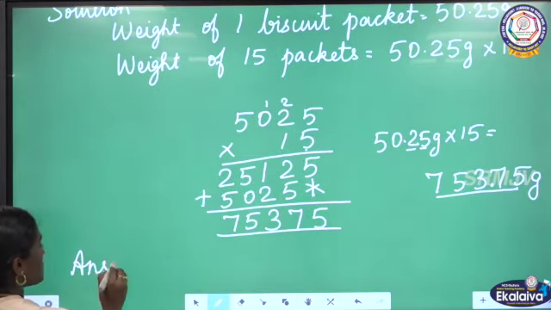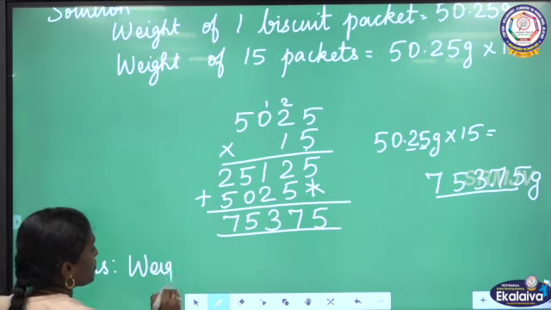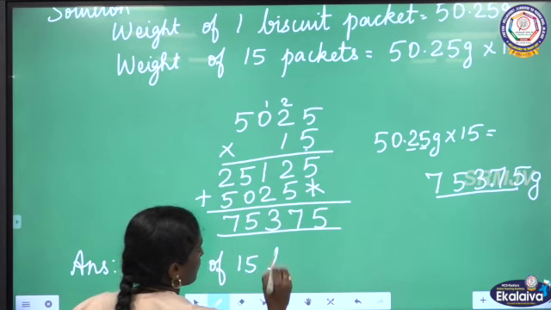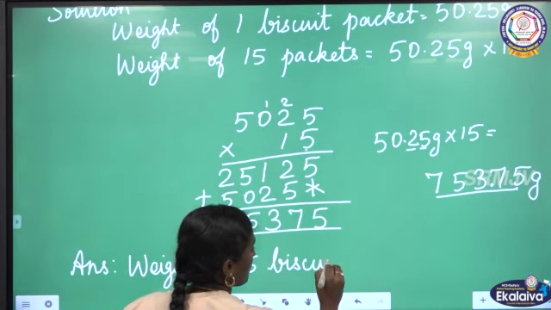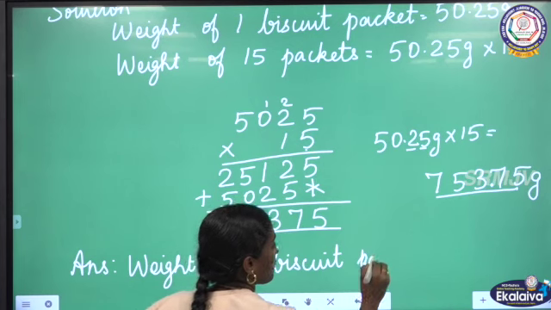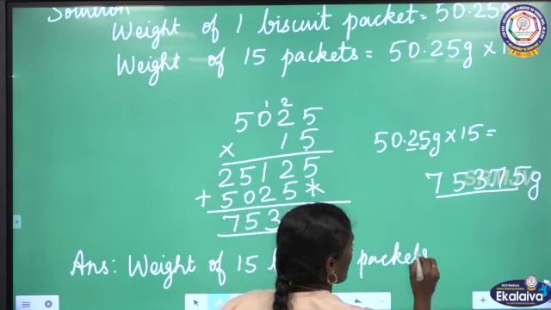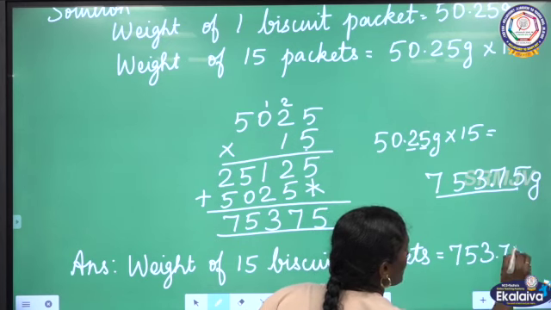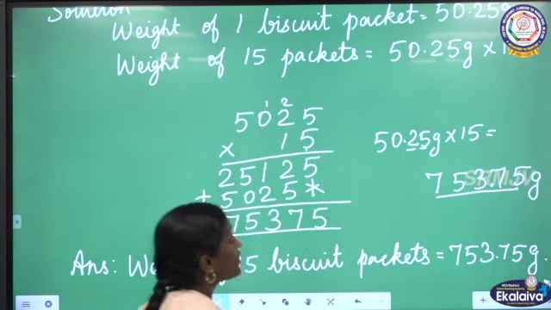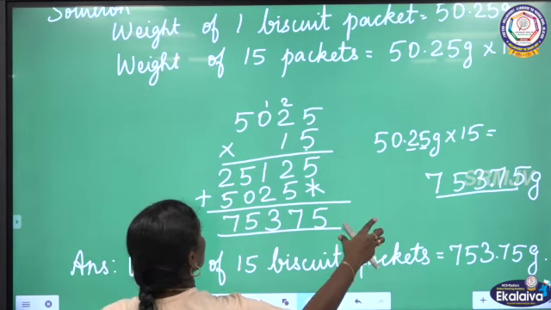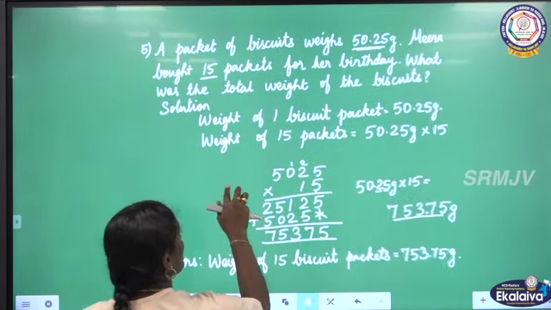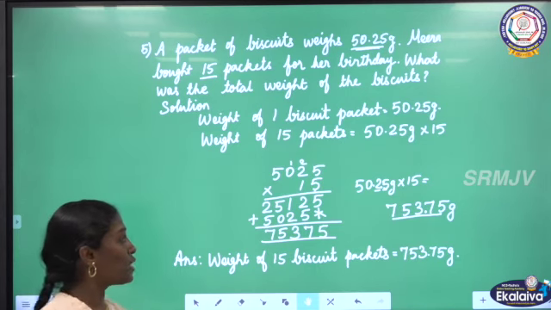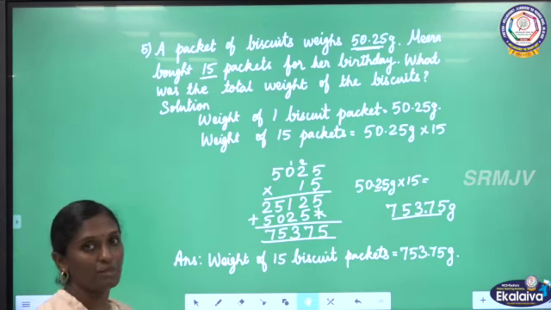So let us write the answer. Weight of 15 biscuit packets is equal to 753.75 gram. Is it clear, children? From the weight of one biscuit packet, we are finding the weight of 15 biscuit packets by using multiplication.